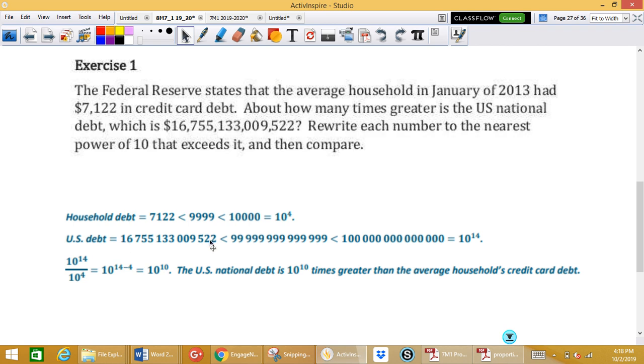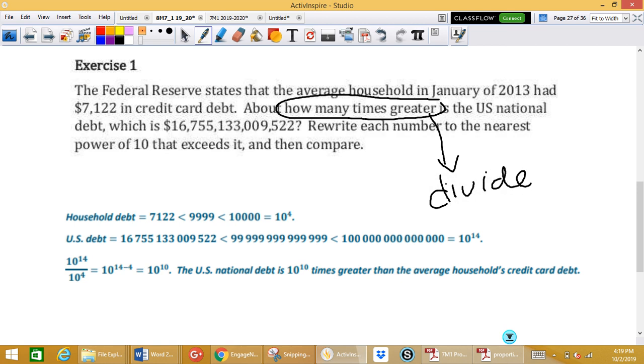So 1, 2, 3, 4, 5, 6, 7, 8, 9, 10, 11, 12, 13. So this would be 13 decimal places, so they want the power of 10 that exceeds it. So we're going to have to go to 100 trillion, which is 10 to the 14th. So how many times greater than is a fancy word that means divide.